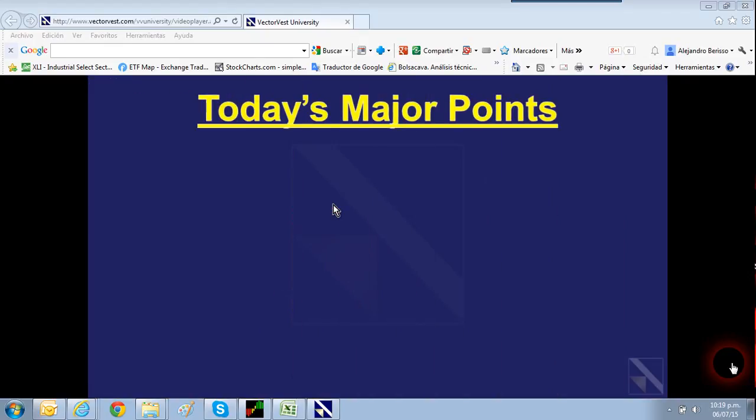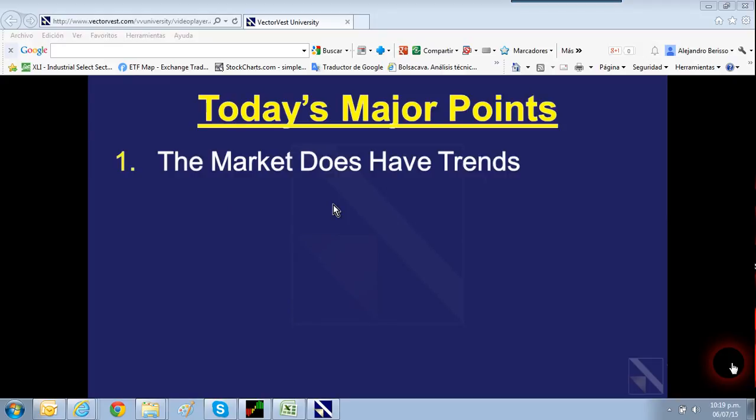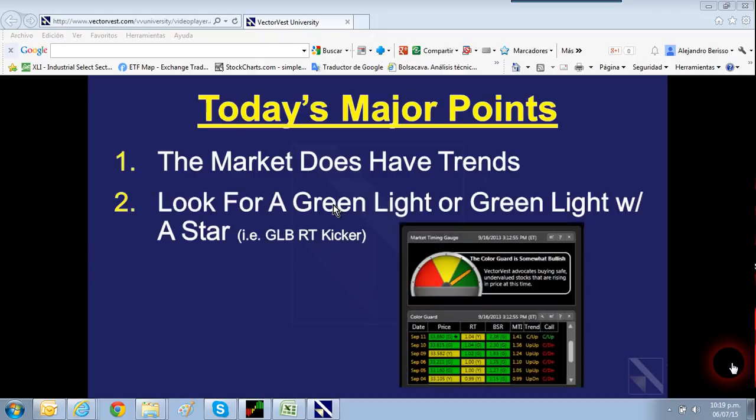All right, let's recap the major points from today, and then we'll talk about what you should do right now. The first thing that we looked at is that the market does have trends. Number 2 was that you should look for a green light or a green light with a star in that price column of the color guard. By doing this and only buying stocks when you see that, you're putting the odds of success in your favor, and it's putting you on the way to success.